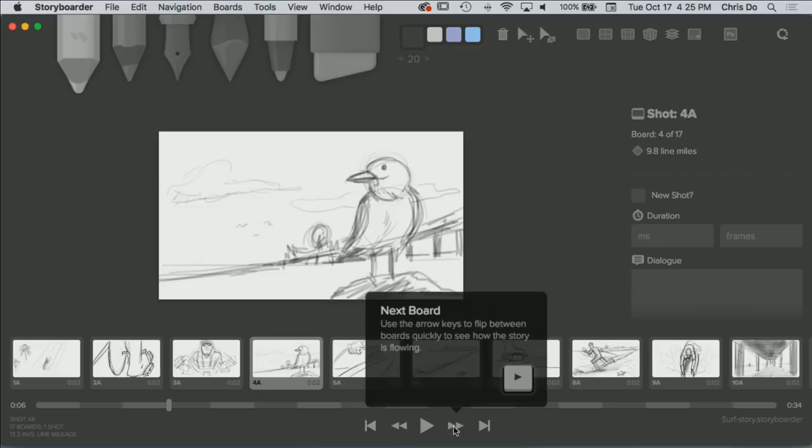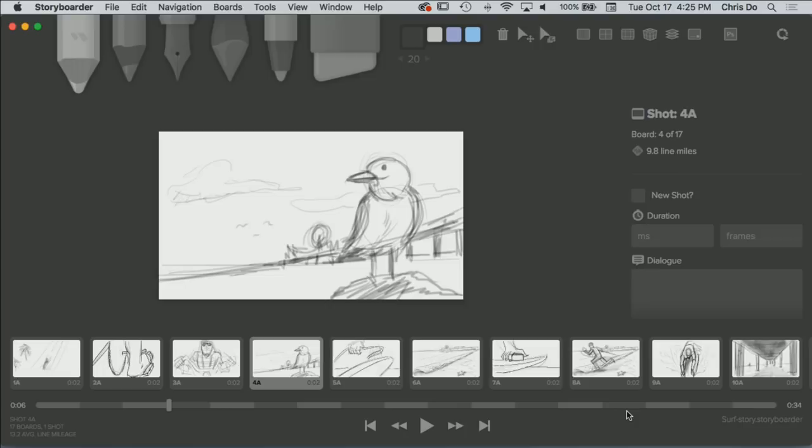So we have the bird, and the bird reacts to Aaron cycling, or we imply that relationship, and that's the beauty of sequential art: when you change the order of the shots, you change the meaning.